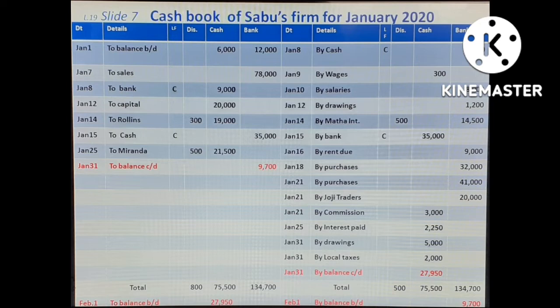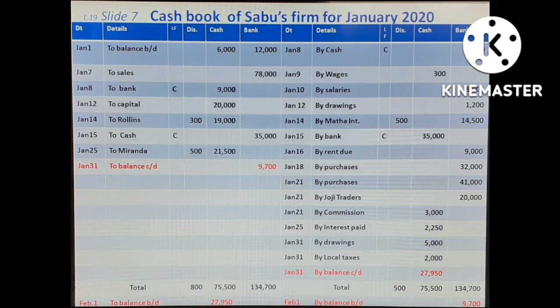operating activity. Then Miranda, 21,500. Again, collection from receivables. It is cash flow from operating activity. Below that comes the closing cash bank balance. Closing bank balance on the debit side carried forward. It is an overdraft. Closing bank overdraft is 9,700.